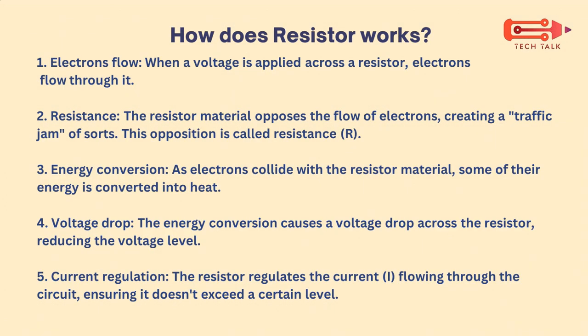Let's break down what happens inside a resistor. When voltage is applied, electrons start to move. That's current. But the material inside the resistor resists that flow, like a narrow pipe resisting water. This resistance converts some energy into heat, causing a voltage drop across the resistor. As a result, the resistor controls the amount of current flowing through the circuit.